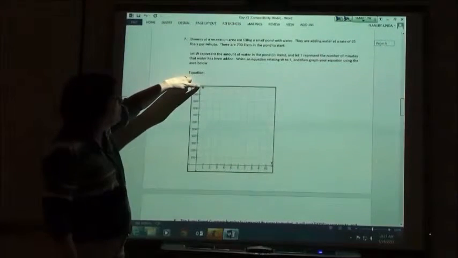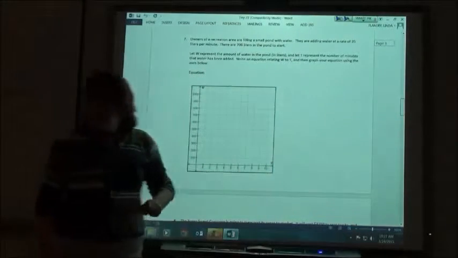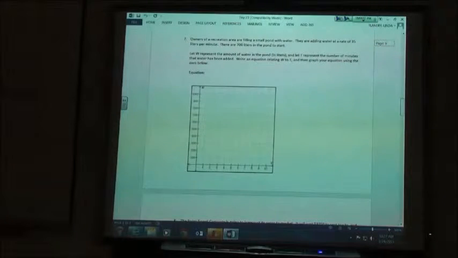Here, the W is representing the water. The T is representing the time in minutes. And so we do it just like we do with an X and a Y. We're just using different variables that make sense to the problem.